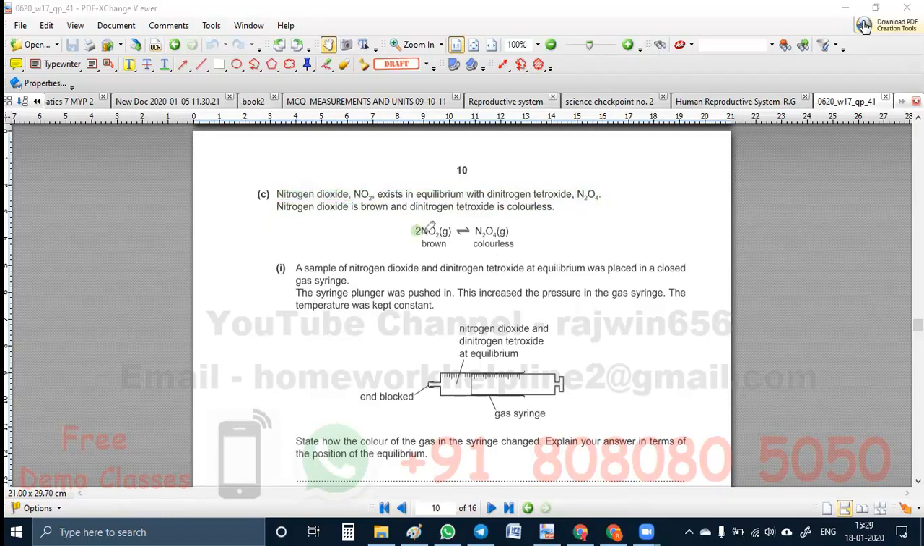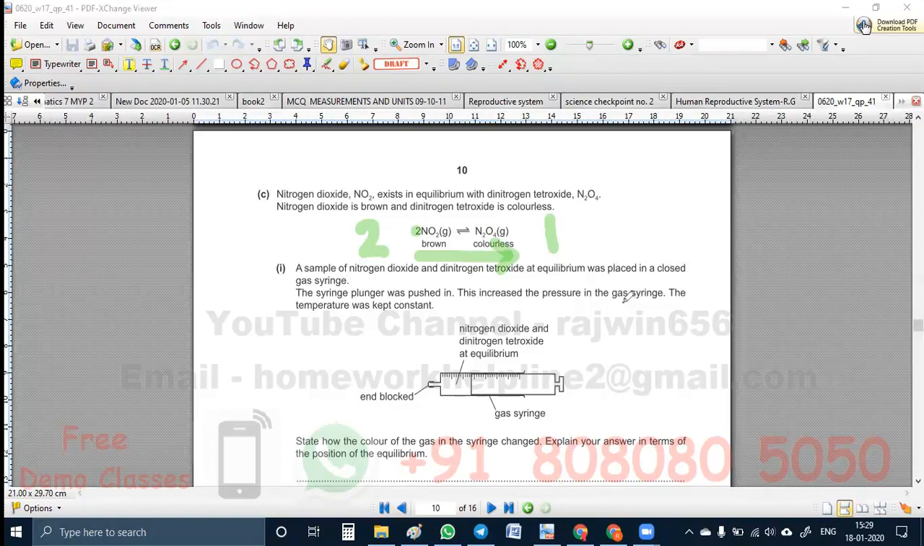You can see here, this is 2 moles. And here there is no number, it means this is 1 mole. Here the 2 volumes of the gas is getting converted into 1 mole of the gas. Why? Because here 2 moles of this gas is there. It means when the forward reaction is taking place, this reaction is proceeding with decrease in volume.